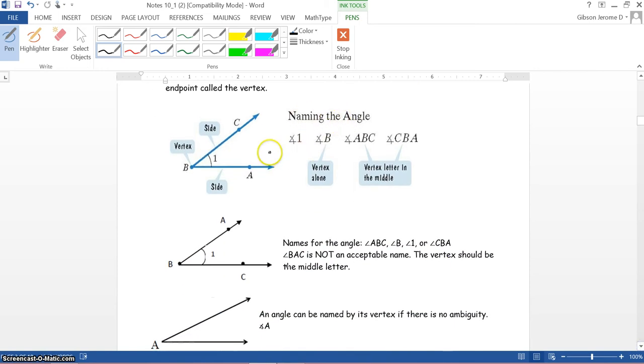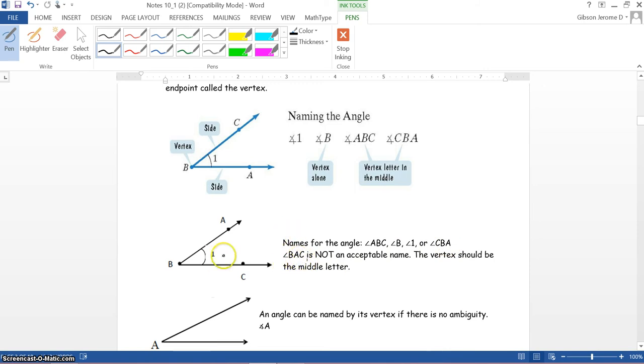Now, in naming the angle, if you notice here, this is angle B, or also angle 1. So we have 4 different ways we can name this angle. We could call this angle 1, we can call that angle B, or we could call it ABC, and your middle letter is always the vertex letter, or we could go CBA, and your middle letter is always the vertex letter. Now it says here, names for the angle: angle ABC, angle B, angle 1, or angle CBA.